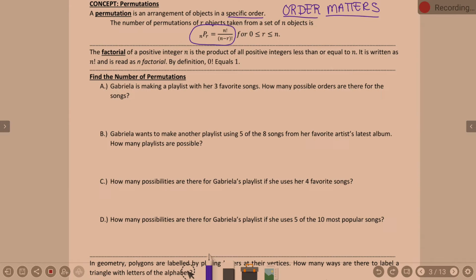Now notice that's what you guys would call an exclamation mark, right? But in math it's not an exclamation mark, it's what we call factorial. Are you guys familiar with the factorial? Okay. I was thinking maybe you'd seen it somewhere along the line, but maybe not. So, my next definition here. The factorial of a positive integer n is the product of all positive integers less than or equal to n. It is written as n with an exclamation point, and is read as n factorial. By definition, 0 factorial equals 1.